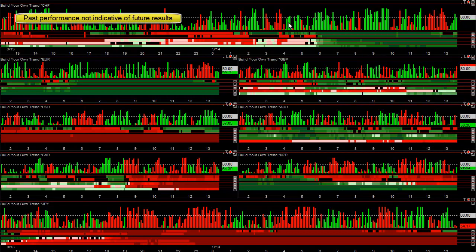And our real-time trend shows up in histogram format on the top. Underneath that we have the 15-minute trend, hourly trend, daily, weekly, monthly. And obviously the more time frame trends that line up, the higher the odds that the trade will work. And if it does work, the higher the odds of it moving a considerable number of pips.